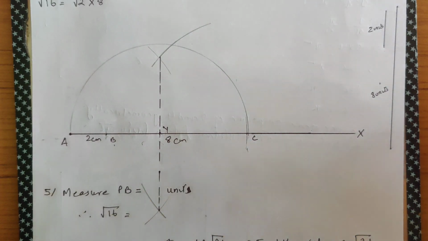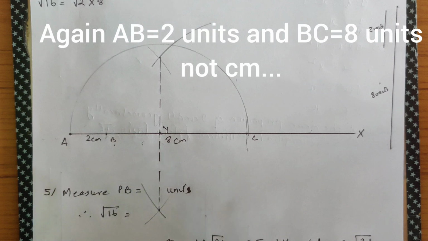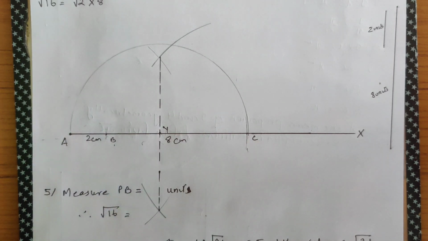So now what's the first step? From AX, cut off AB equals to 2 cm, BC equals to 8 cm. What is the second step? Bisect the line segment AC at the point Y. What is the third step? With YA or YC as radius, a semicircle is drawn. Now let's go to the next step. Draw a perpendicular on B.